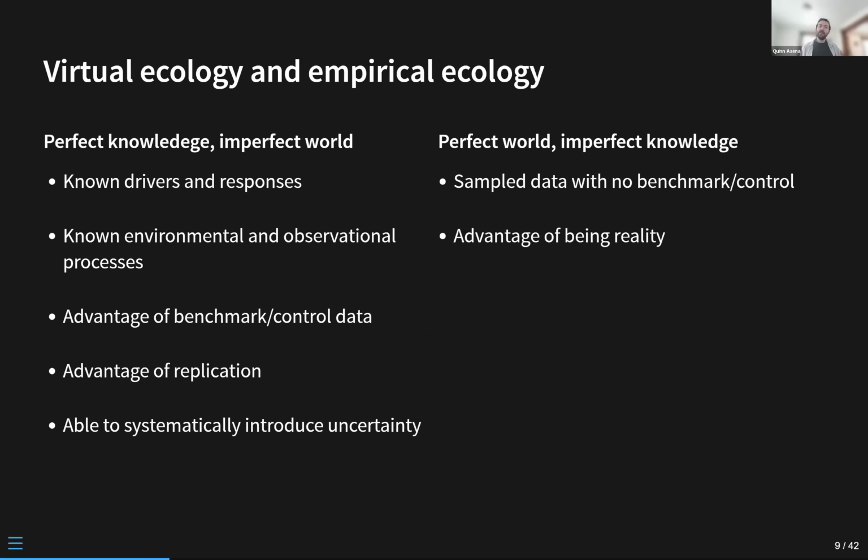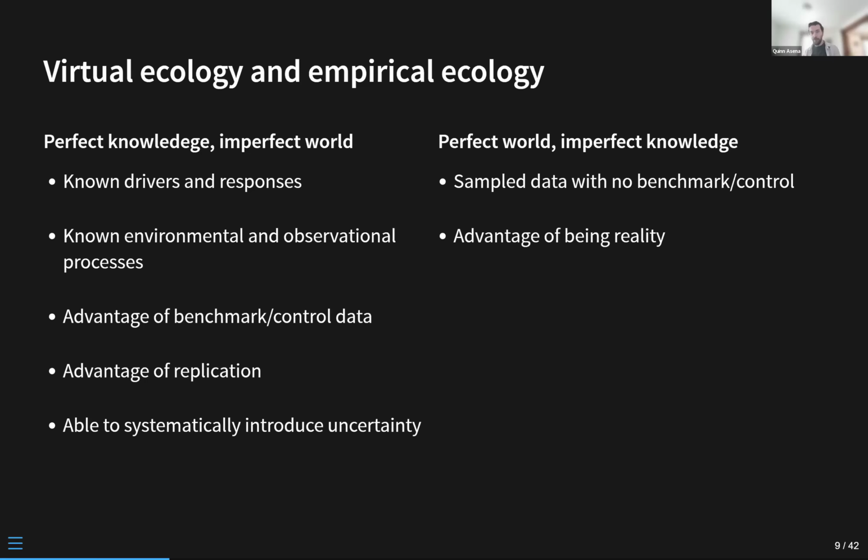I like to think of it like this. In your simulated data, you have the perfect knowledge of an imperfect world, right? You know how you came to that world. We have known drivers, known responses, known environmental and observational processes, and this is our perfect benchmark. It's our control data, and we can replicate that as much as we like, as long as we have computational power, and we're able to systematically introduce sources of uncertainty. So we can change our sampling regime, for example, and we can do this all day long. So we have that advantage of replication. But it's not perfect because we simulated everything.